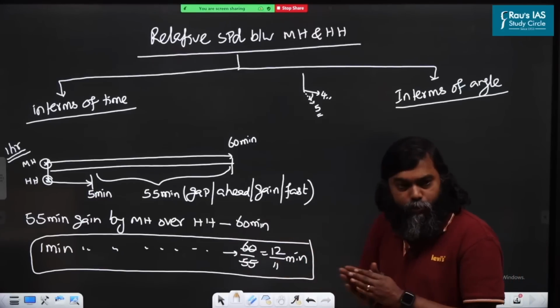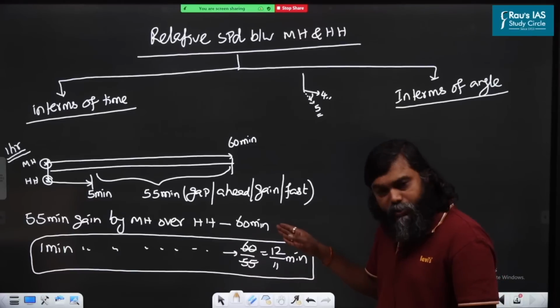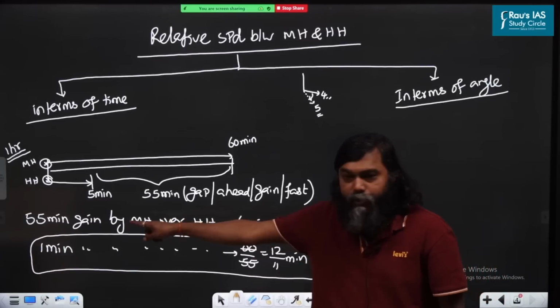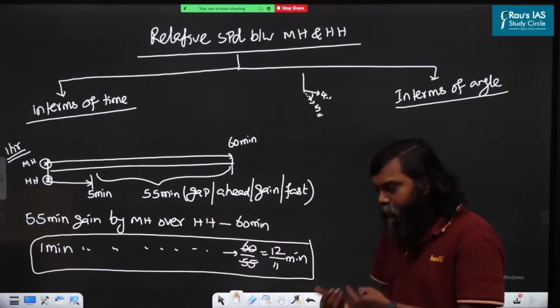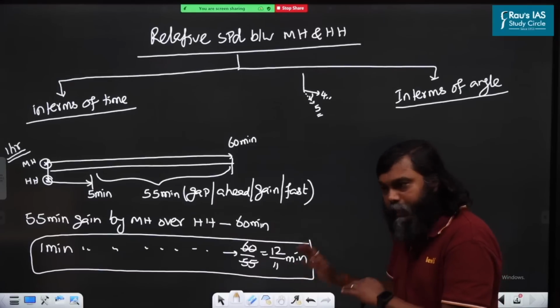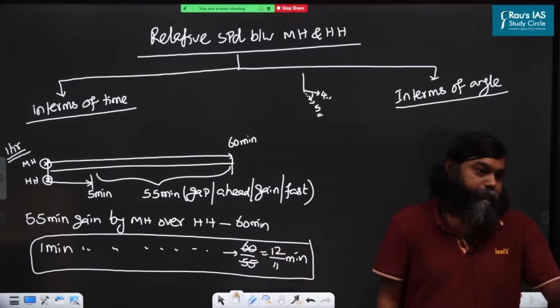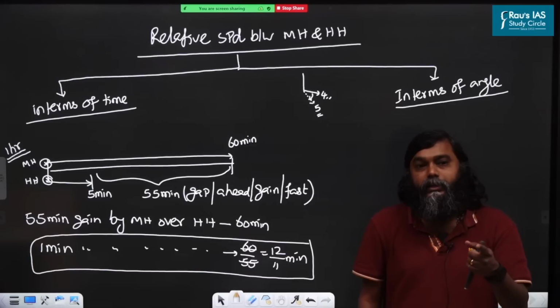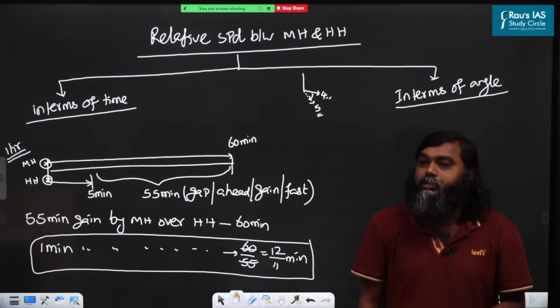Both are together now, and they are running for 60 minutes. The gap created is 55 minutes. If both are running for 12 by 11 minutes, the gap created is 1 minute. You're totally silent. All are understood, not understood?